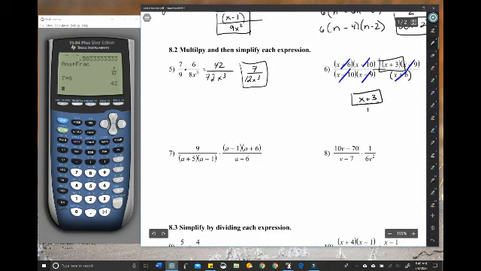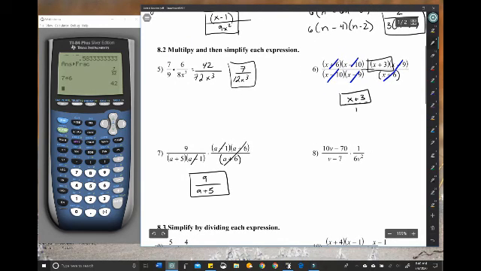Okay, 7, similar idea. Let's group the a plus 6. All right, the a minus 1s cancel. The a plus 6s, so it's 9 over a plus 5. All right, and that's it there.